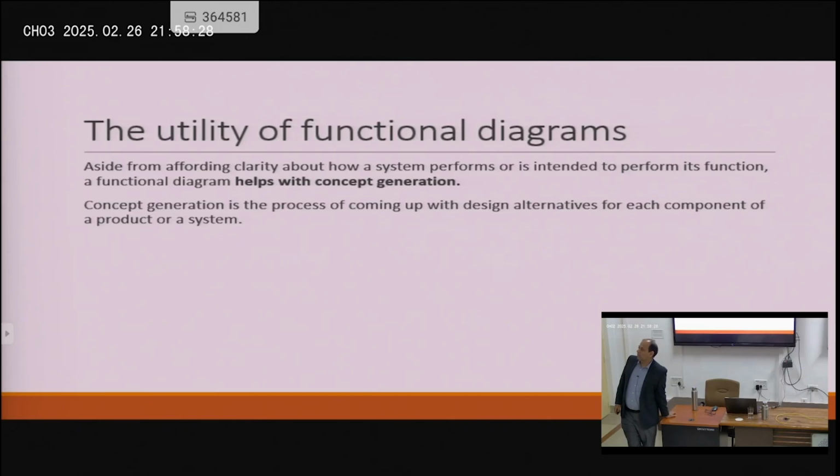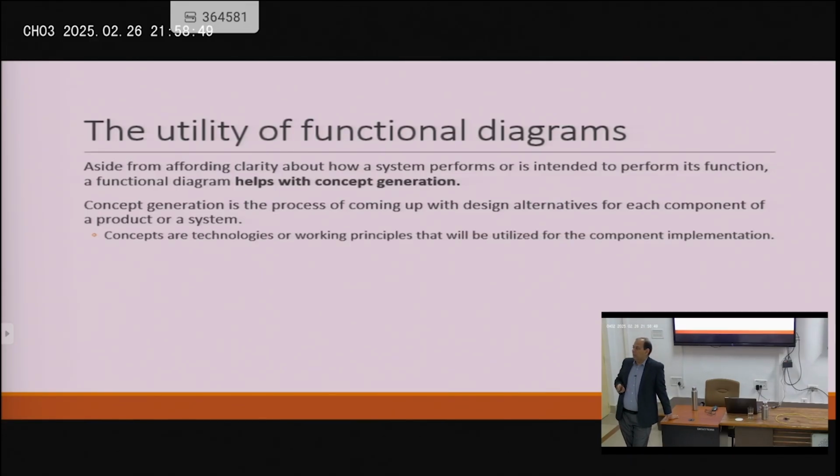The biggest thing the functional diagram does is it helps with concept generation, right? You have the customer needs, you have the functional diagrams, and you start conceptualizing how roughly the product is going to look, or the system is going to look, and what the different flows in the system are. Now you can actually start thinking of actual solutions to those problems.